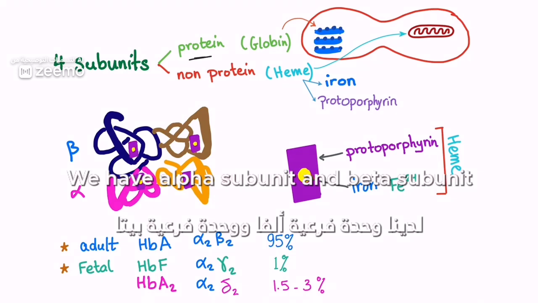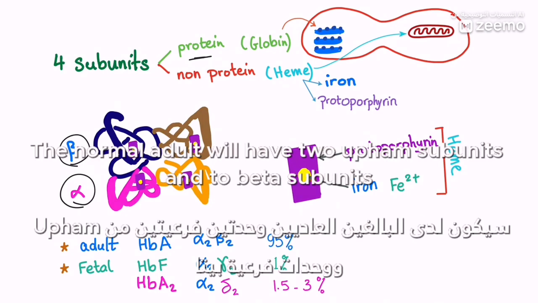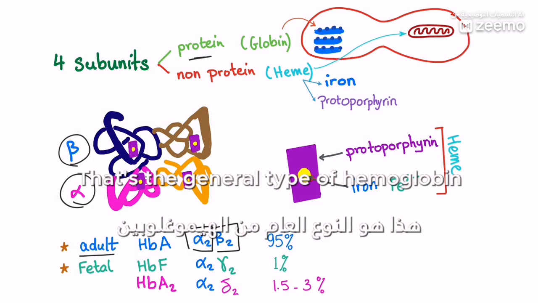So, what are the subunits? We have alpha subunit and beta subunit. The normal adult will have 2 alpha subunits and 2 beta subunits. That's the general type of hemoglobin.